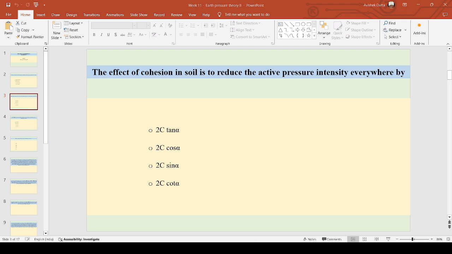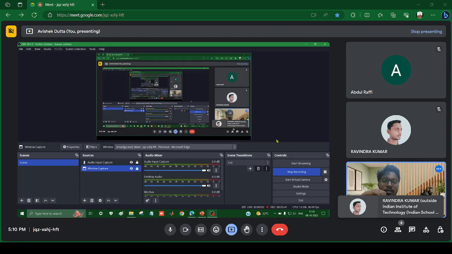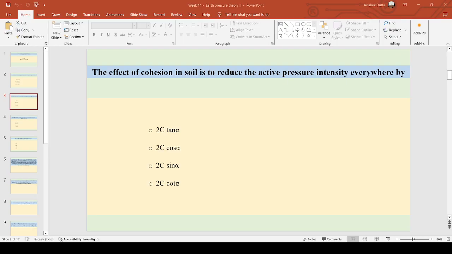Sir, Miles has joined. Okay. Ravindra Kumar, please write down the questions as I'm dictating them, like the usual classes. You get time to solve them. So the question is: the effect of cohesion in soil is to reduce the active pressure intensity everywhere by, the options are 2c tan alpha, 2c cos alpha, 2c sin alpha, or 2c cot alpha. c is the cohesion and alpha is the failure angle made by the failure plane with the plane of the major principal stress. Next question.